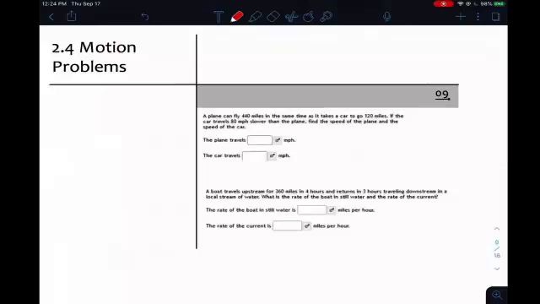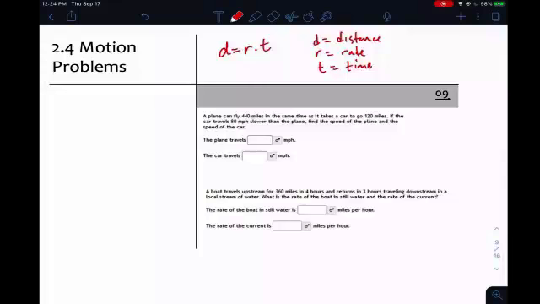Motion problems. And motion is going to have to do with distance equals rate times time. When we're looking at these scenarios, what you will likely do is you'll have two things that are either traveling the same distance or traveling for the same amount of time. And then you're going to find the information that they're asking you from these problems.